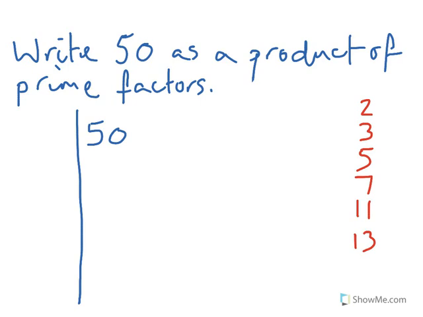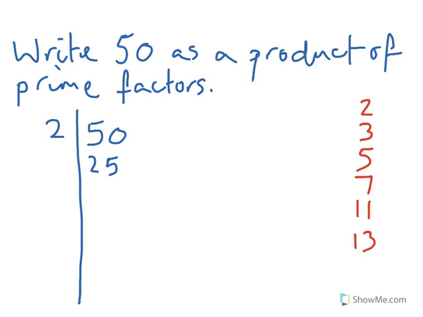Well, it's 2. So I write 2 on the left hand side here, and now I divide that 2 into 50, and I write underneath how many times it goes. So 2 into 50 goes 25 times. And now I do it again. So I'm going to do it with 25 this time. So does 2 go into 25?